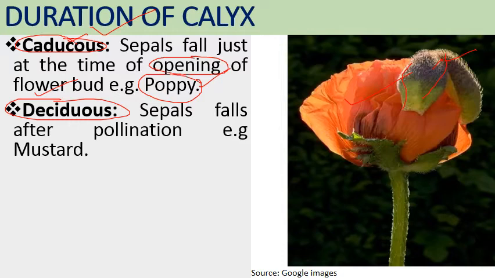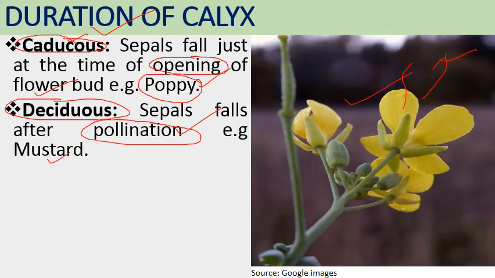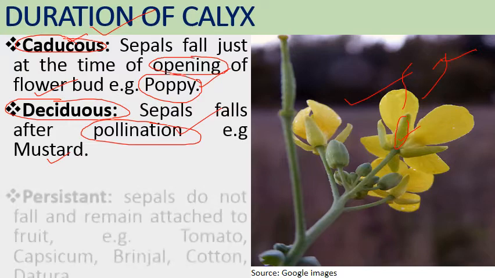These sepals fall after pollination. जैसे pollination complete हो जाती है उसके बाद ये sepals गिर जाते हैं. For example, in case of mustard. So mustard के sepals after pollination they get detached from the parent plant.